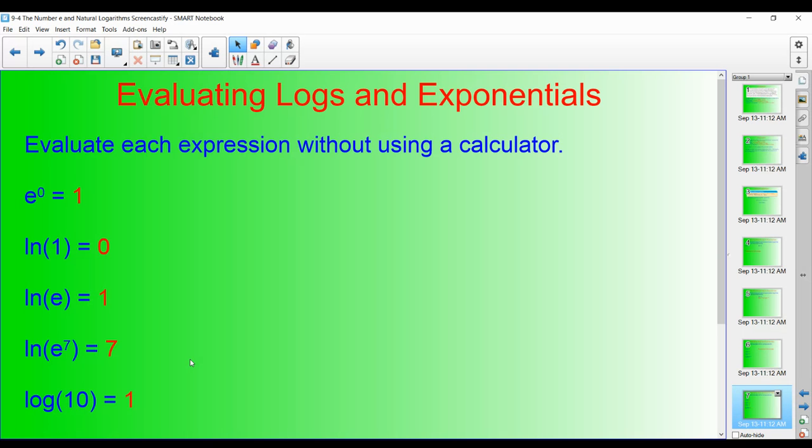So I want us to be comfortable evaluating certain logarithms and natural logs without having to use our calculator to see what they're going to show up as. And that's how natural logarithms and the constant e match up with regular logarithms, which have base 10 or any other base.